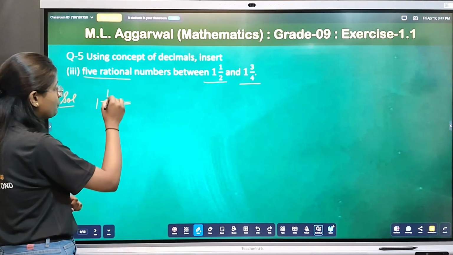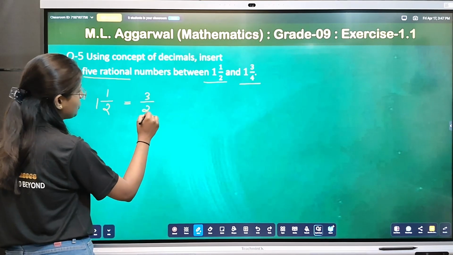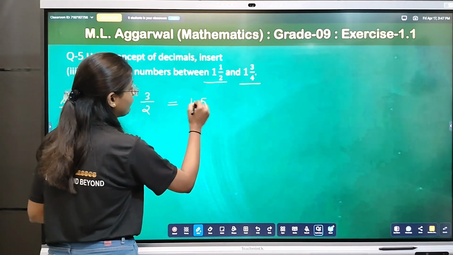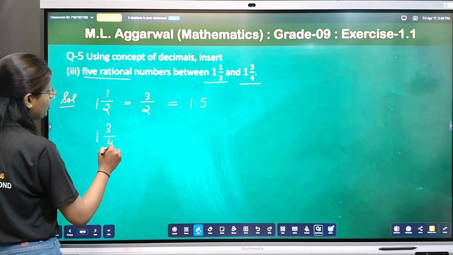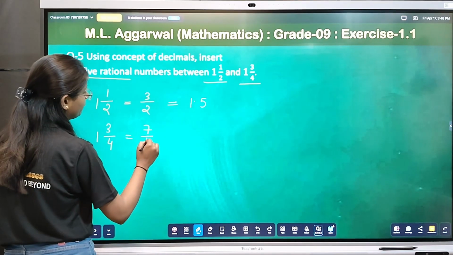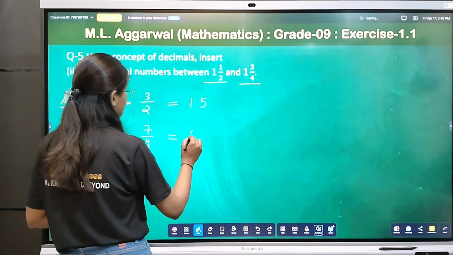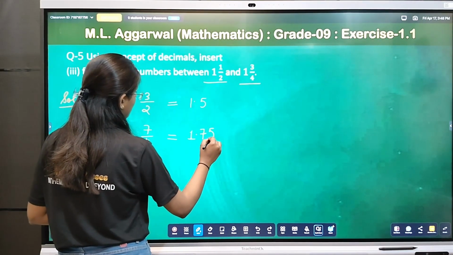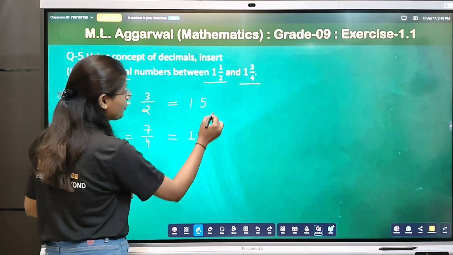We'll convert it into improper form, that is 2 ones are 2 and plus 1, 3 by 2. When you convert it into its decimal, you'll be getting 1.5. Okay? And the next number, that is 1 whole 3 by 4. When you convert this, you'll be getting 7 upon 4. And while converting this into decimals, it would be 1.75. Can I also write 1.5 as 1.50?